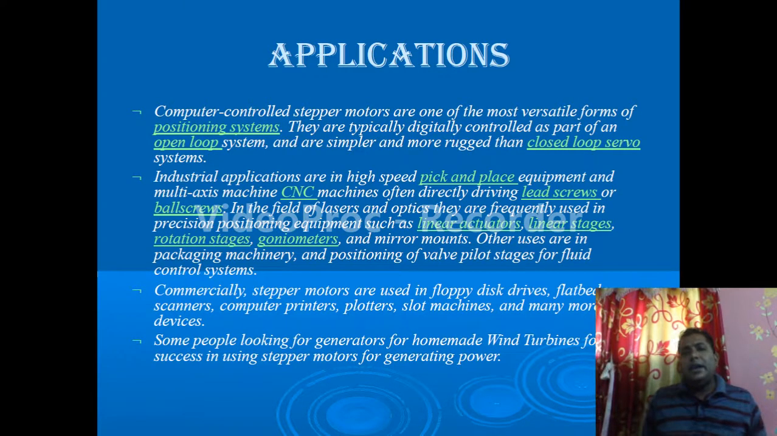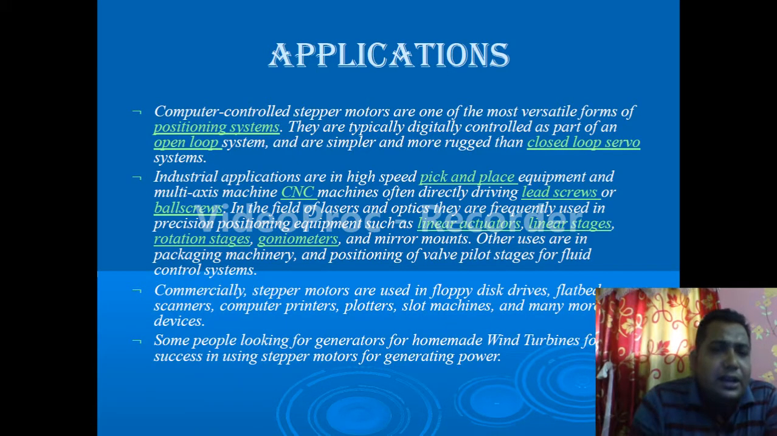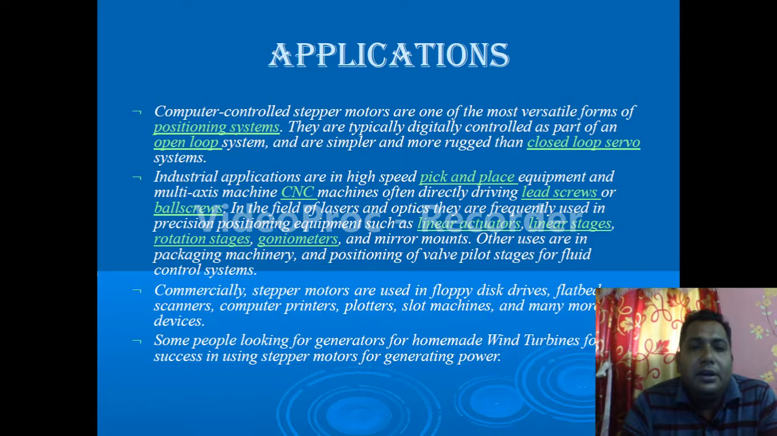Now we are seeing where we can apply these things. Computer controlled stepper motors are one of the most versatile forms of positioning system. They are typically digitally controlled as part of an open loop system and are simpler and more rugged than closed loop servo systems. Industrial applications are in high speed pick and place equipment and multi axis machines, CNC machines, often directly driving lead screws or ball screws.